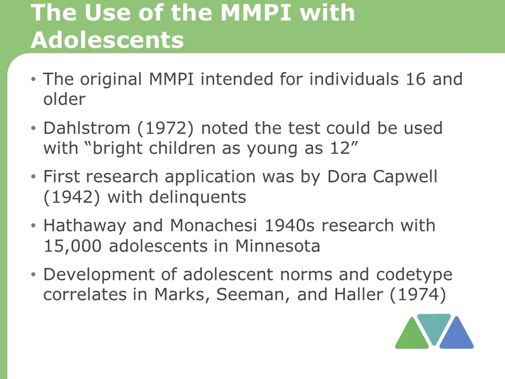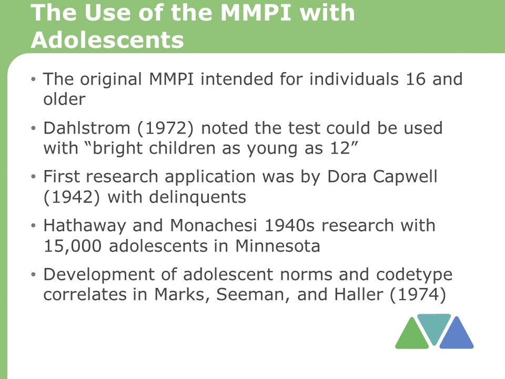Research started with the MMPI even before it was formally published in the early 1940s by Dora Capwell, who looked at the elevations on the PD scale for groups of boys and girls who had been classified as delinquent. In the late 1940s, early 1950s, Starke Hathaway and the chair of the Department of Sociology at Minnesota, Monachesi, conducted a massive study of adolescents in Minnesota and in Minneapolis that eventually involved 15,000 adolescents, including 3,000 or 4,000, if my memory serves me right, who were retested, initially tested in 9th grade, tested again in the 12th grade.